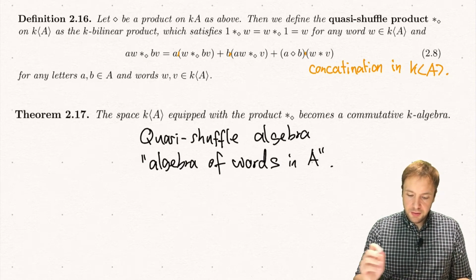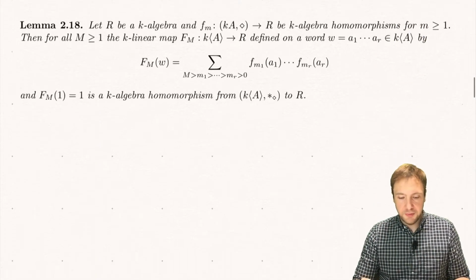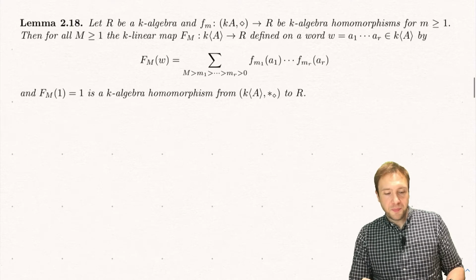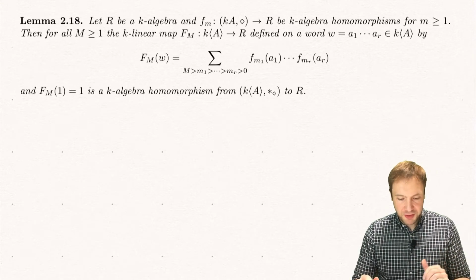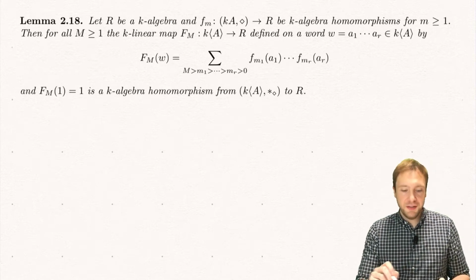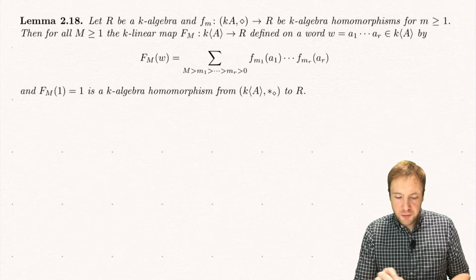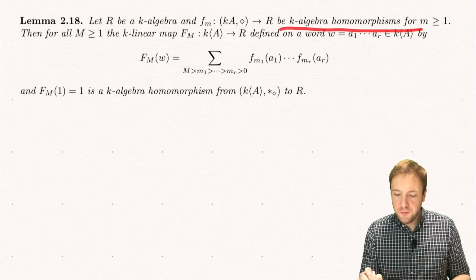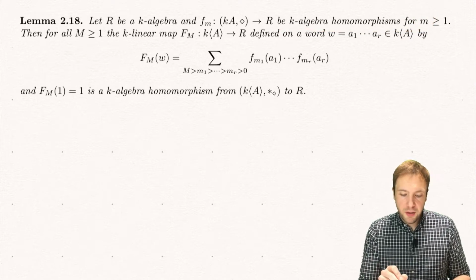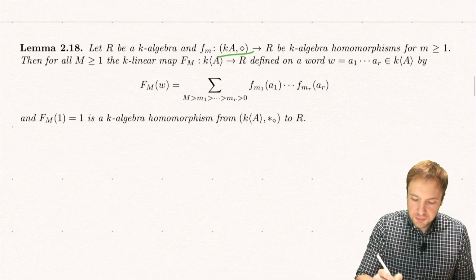And so the first thing we want to show is this lemma here. We will start with an example, but first let's go through the statement of this lemma. So R is now an arbitrary K algebra, and we assume that we have an algebra homomorphism for each natural number m. We have an algebra homomorphism small f_m from the algebra of letters. So here it's really the algebra of letters.